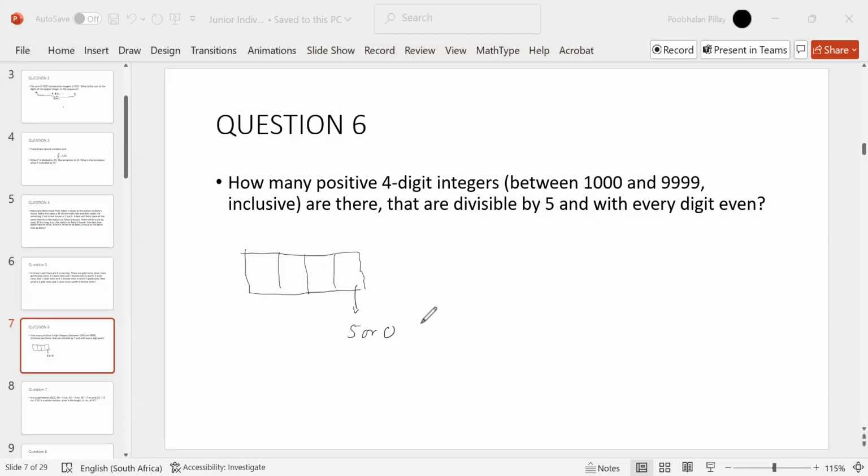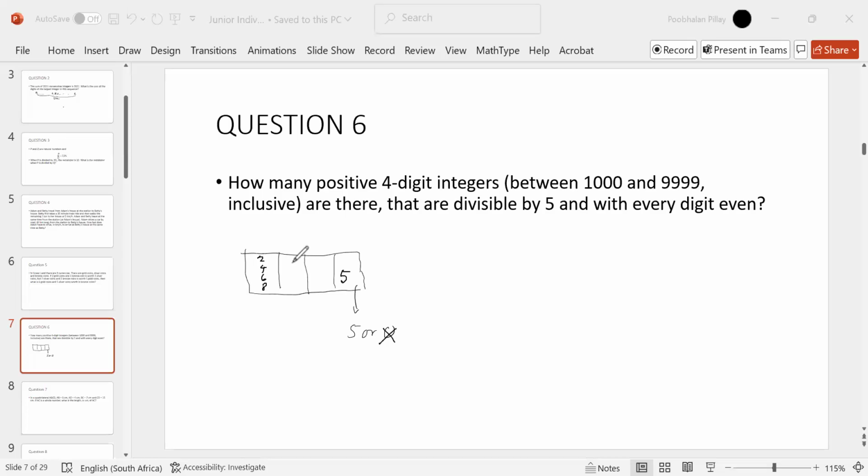But with every digit even, so 5 is out. The 0 is even. So the last digit is forced to be 0. There's only one possibility for the last digit. Now, the question is, how many of these numbers are there? But all the digits are even. So the first digit can be 2, 4, 6, or 8. Those are the even numbers, the possibilities for the first digit.